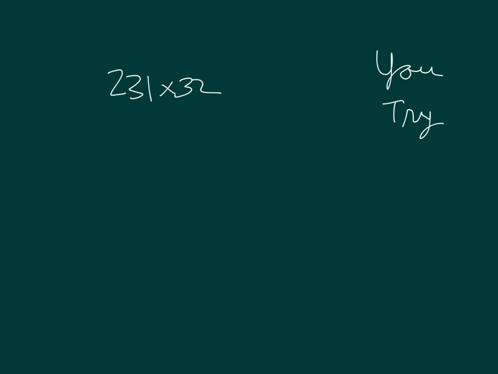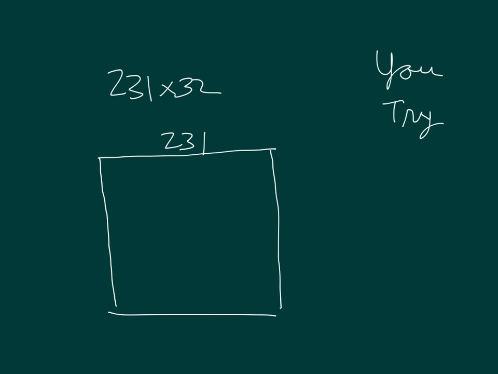Okay, your turn to try. Show the area model and the standard algorithm. Hopefully you chose 231 as the unit. 462 is that partial product. And then we have 30 times 231.